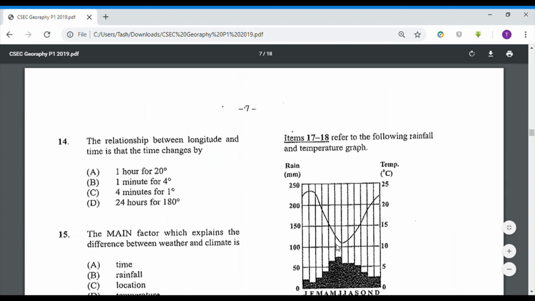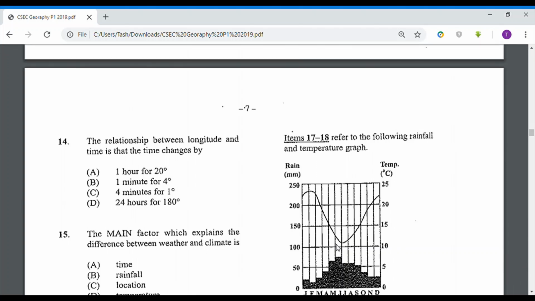Number 14, the relationship between longitude and time is that the time changes by A, 1 hour for 20 degrees, 1 minute for 4 degrees, 4 minutes for 1 degree, or 24 hours for 180 degrees. The answer for that one is C, 4 minutes for 1 degree. If you have other basic knowledge regarding longitude and time, you know at least that 15 degrees would be equal to 1 hour.